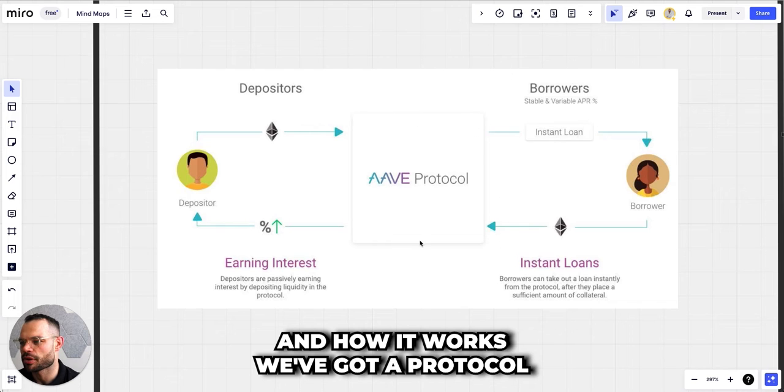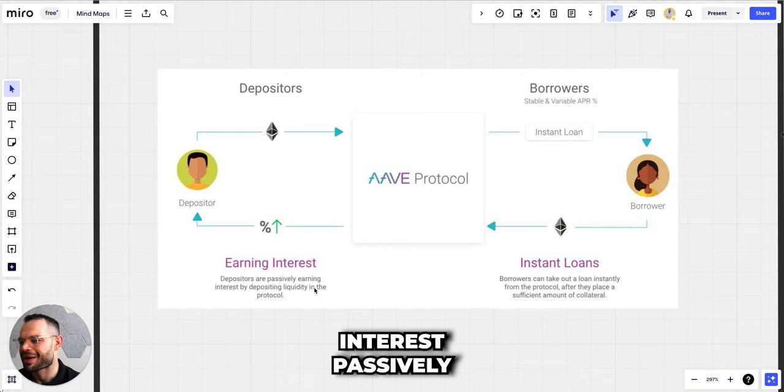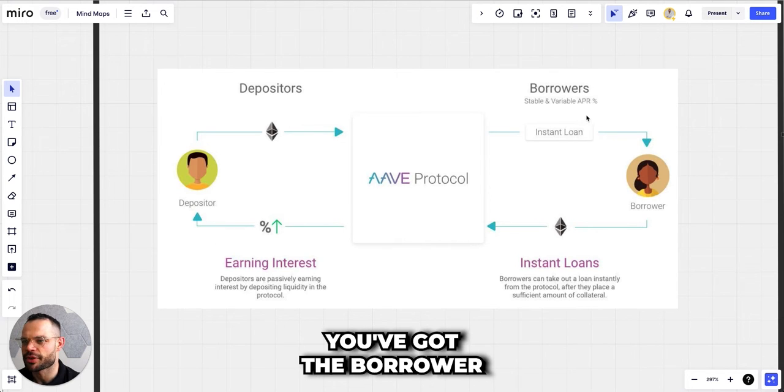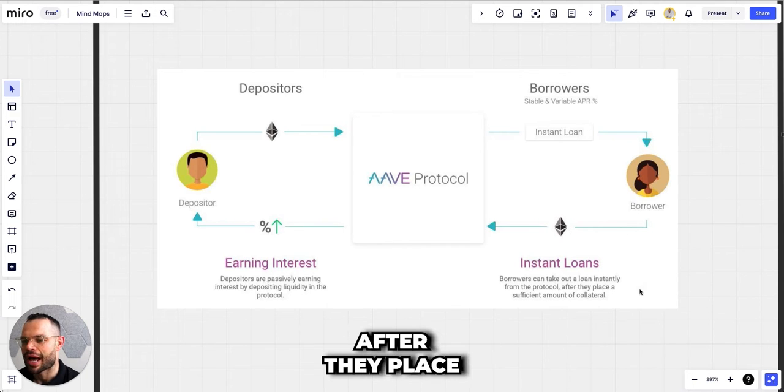We've got Aave protocol in the middle. As a depositor, you basically can deposit something like Ethereum and earn interest passively by depositing your Ethereum to the liquidity protocol. On the opposite side, we've got the borrower who is able to borrow and take out a loan instantly from the protocol after they place sufficient collateral in there.